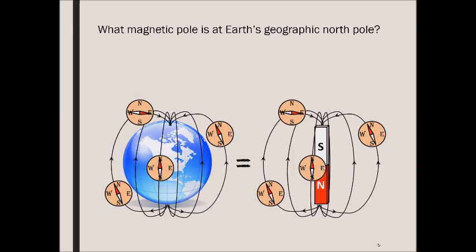So here's a question for you. What magnetic pole is at Earth's geographic north pole? So this is the North Pole, what we call the north. What magnetic pole is up there? So think about it for a second. Okay, hopefully you figured out that if we put a bar magnet in here, that is the South Pole, and this is the North Pole as indicated by this part of the picture.